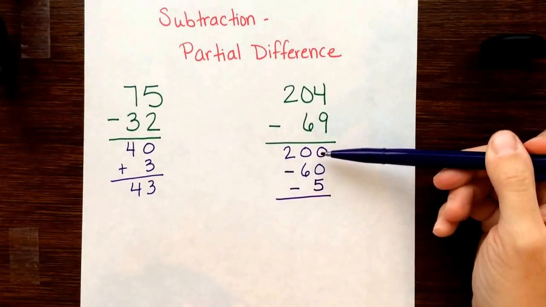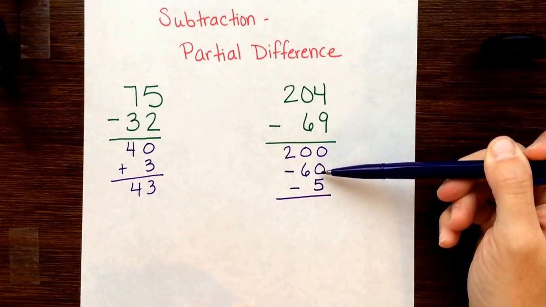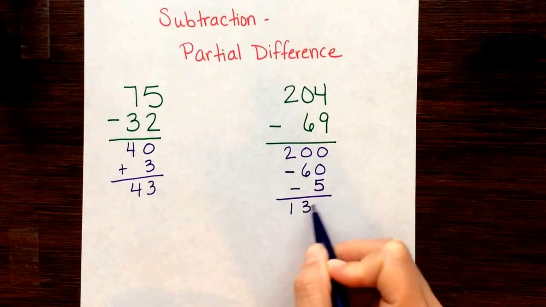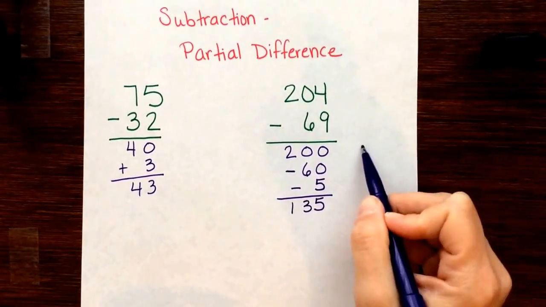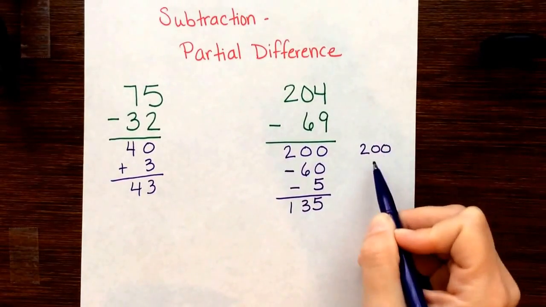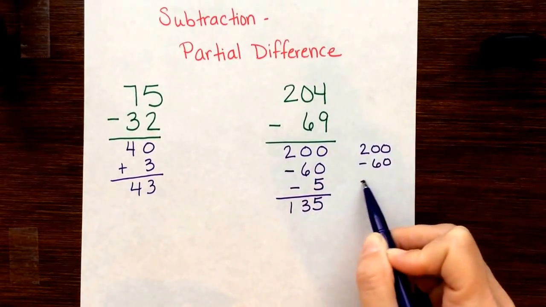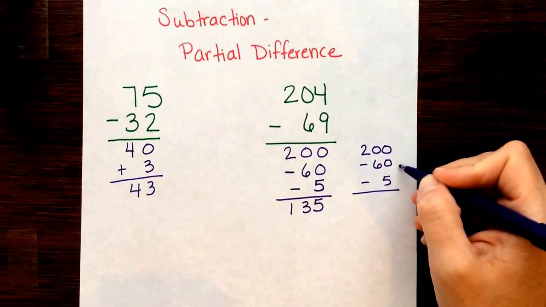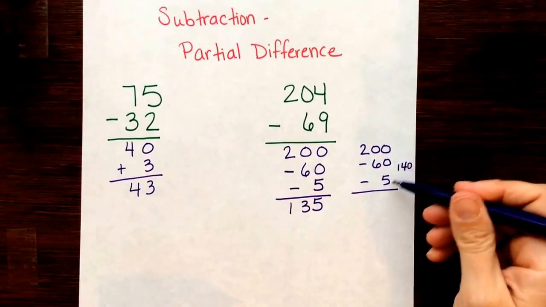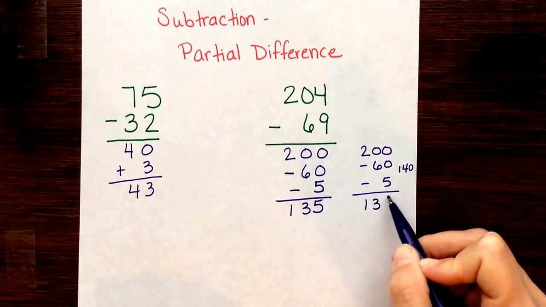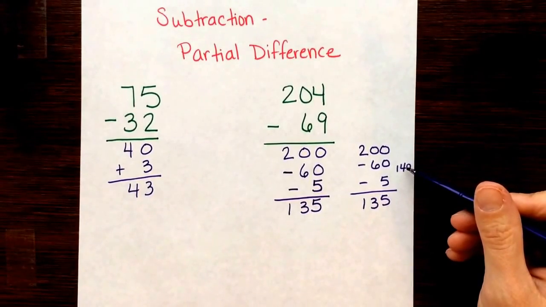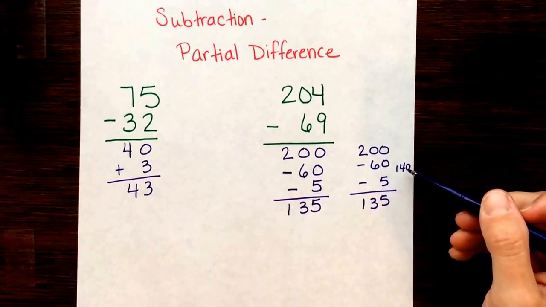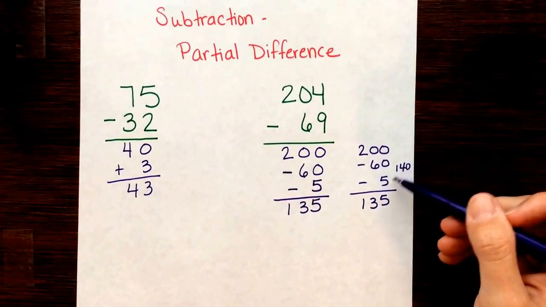So then you have the kids step through each of these. 200 minus 60 is 140, minus 5 more is 135. Now, you can have the kids hold those numbers off to the side if you think that it's easier. So if you think 200 minus 60 is 140, and then 140 minus 5 is the 135. If your kids can't hold the 140 in their head, have them write it down so that they are thinking just this last problem.